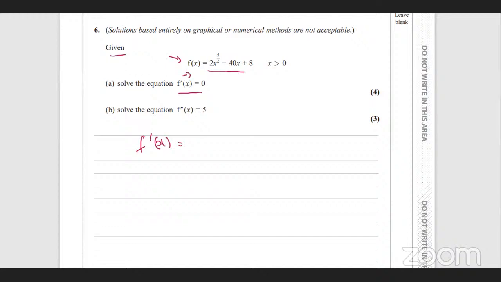How do we find the derivative? The power is multiplied. The power is 5 by 2. We had 2x to the power 5 by 2, and 5 by 2 minus 1 will give us 3 by 2, minus 40 equals 0. So this is how we differentiate. And since we were given that it is equal to 0, we have written this equals 0. And the next step is to simplify because we have been asked to solve. Solve means to find the values of x.